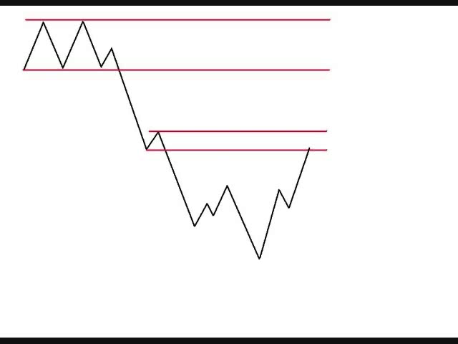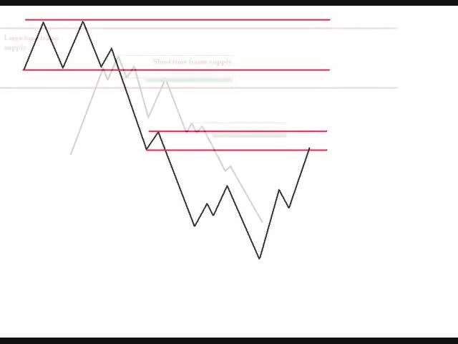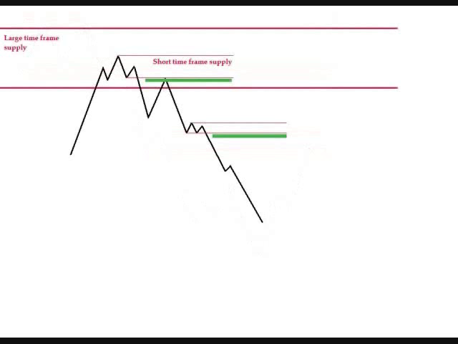I used the 4-hour for higher time frame zones and the 5-minute chart for entry. If you were to use a daily chart for your higher time frame, you could use a 30-minute chart for entry, and if you were using the weekly chart for your higher time frame, you could use the 3 to 4 hour chart for entry.